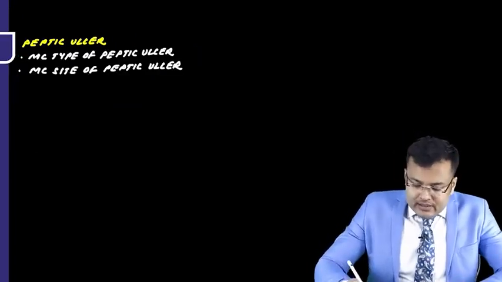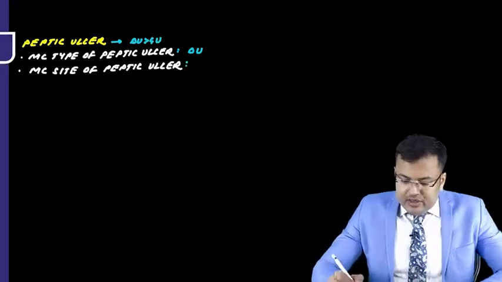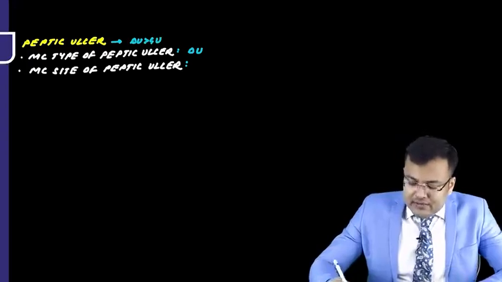be done. Peptic ulcer includes both duodenal ulcer and gastric ulcer. And which one is more common? Duodenal ulcer is more common than gastric ulcer. So what is the most common type of peptic ulcer? The most common type of peptic ulcer is duodenal ulcer. Next, what is the most common site of peptic ulcer? So in duodenum, which site? It is the first part of duodenum. So the most common site is the first part of duodenum.